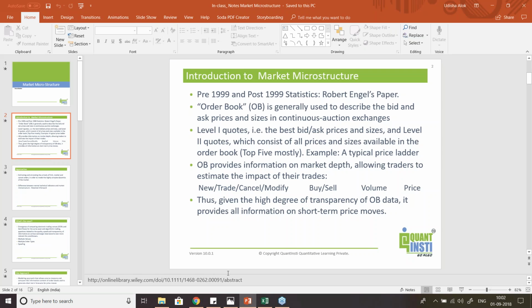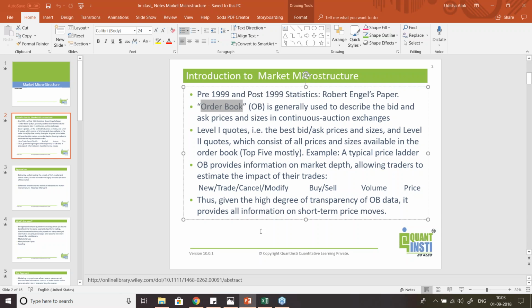So again, going back, when we go into HFT trading, there is something called an order book. How many of you know what an order book is? If you don't know, it's fine. If you know what an order book is, just say yes. Okay, so there are a few guys who don't know what an order book is. I'll just explain what it is.